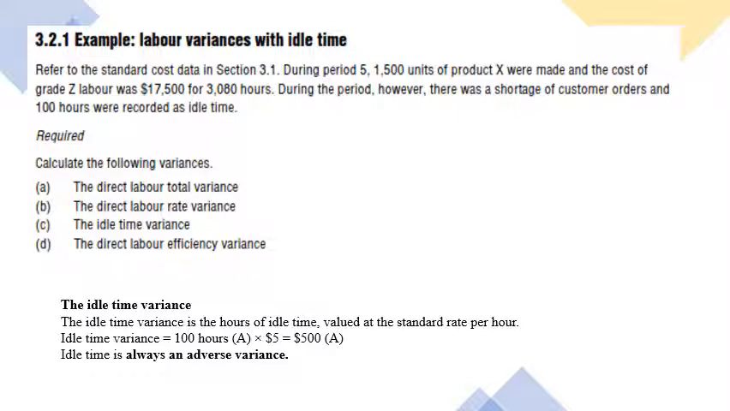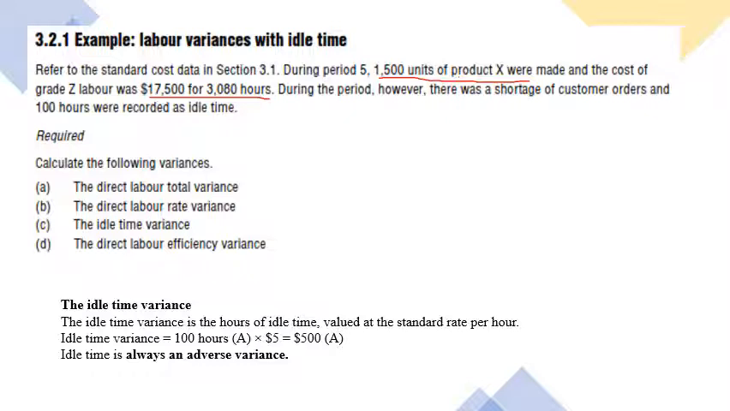For example, if we take another example to calculate the idle time variance, I'm just referring to the previous question of section 3.1 during period 5. Now which is the next part. In the previous example we took period 4, now we are taking period 5. 1500 units of product X were made. So here is another piece of information, and the cost of grade Z labor was 17,500 for 3,080 hours.